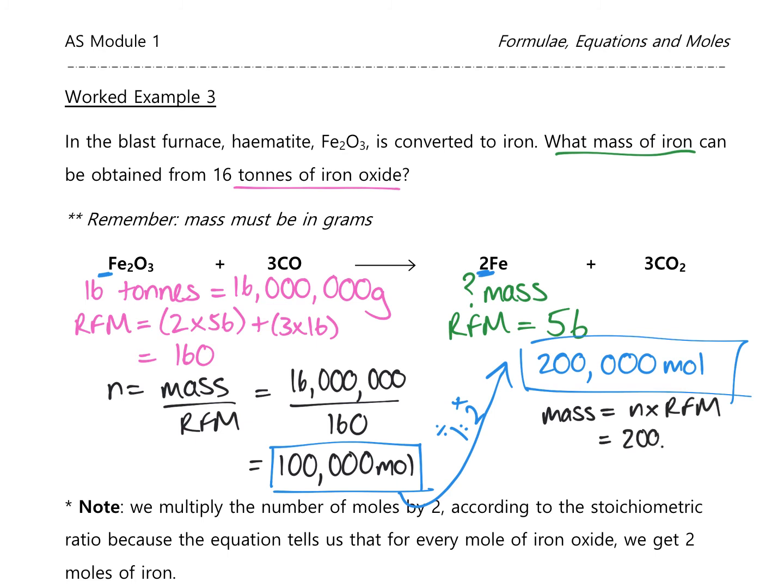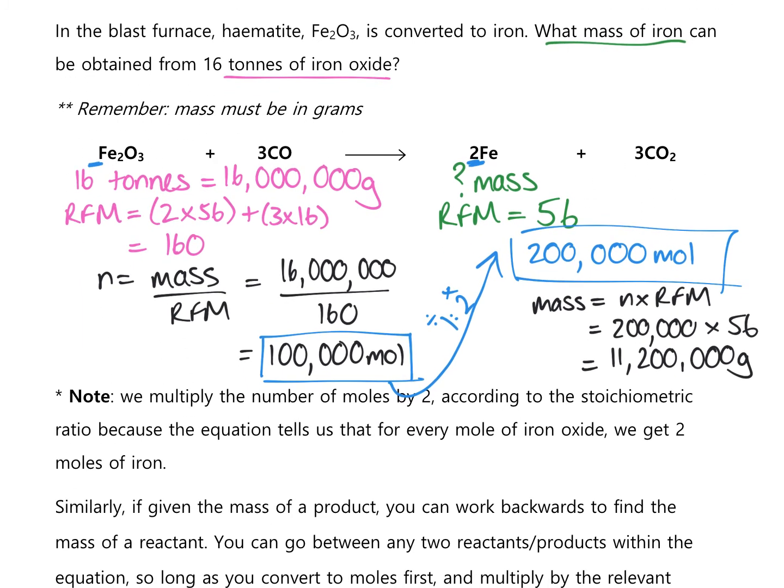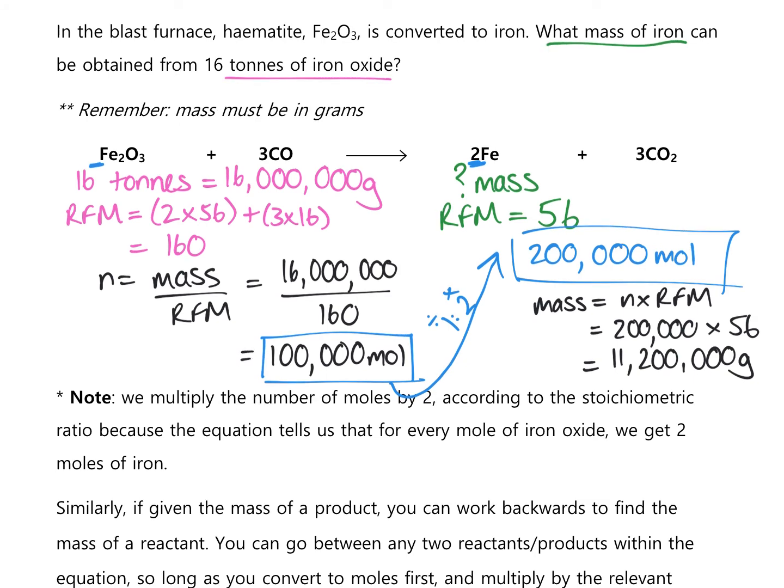So that's going to be 200,000 times by 56. Okay, and that should come out as 11,200,000 grams. That's obviously quite a large value. So at this point, I would probably convert that back to tonnes or even kilograms. To convert back to tonnes, you'd be dividing by 1,000,000, and that would then come out as 11.2 tonnes. Okay, just because it's quite a big answer.